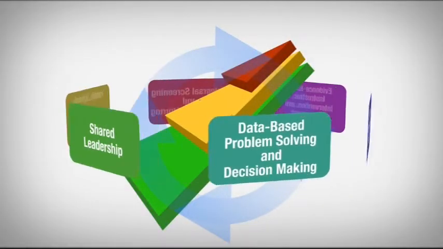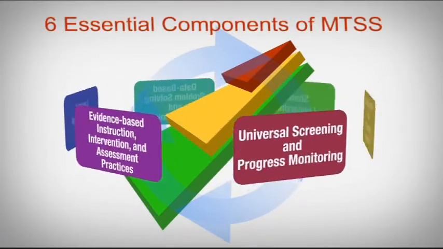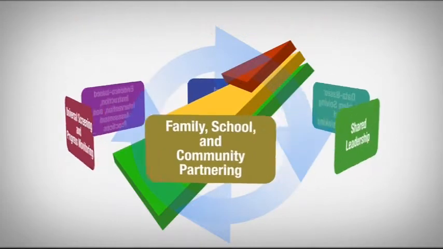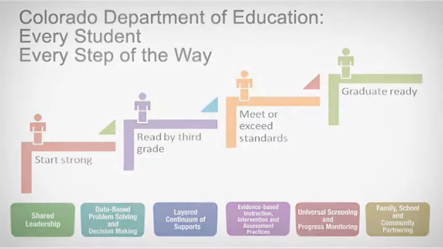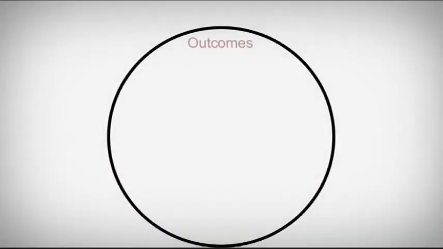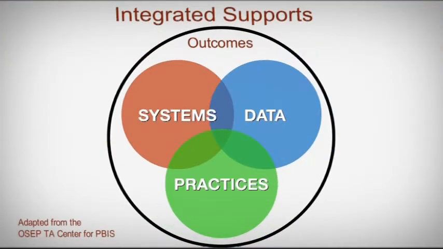This is one in a series of videos that explores the 6 essential components of Colorado's multi-tiered system of supports, or MTSS. These 6 components support the Colorado Department of Education's goal of every student, every step of the way. To improve student outcomes for every student, we implement a successful MTSS framework, which is dependent on the effective interaction of data used for decision-making, evidence-based practices that support student need, and systems that facilitate adult implementation of practices.